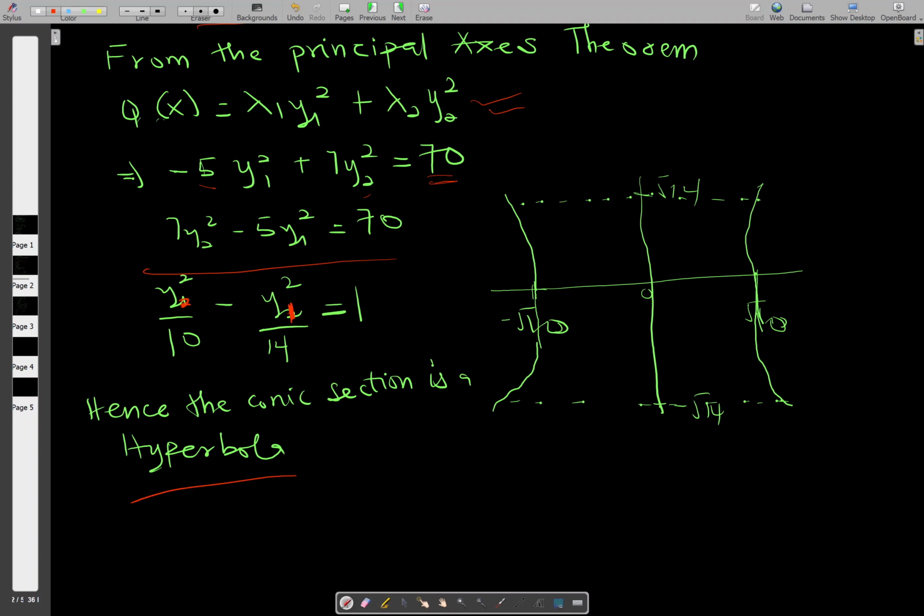So the conic section is a hyperbola, and this is the sketch. It's at the origin. We take the square root of 10, so we have plus or minus root 10, and the square root of 14, plus or minus root 14. That's what we have there. This is the sketch of the conic section, a hyperbola.